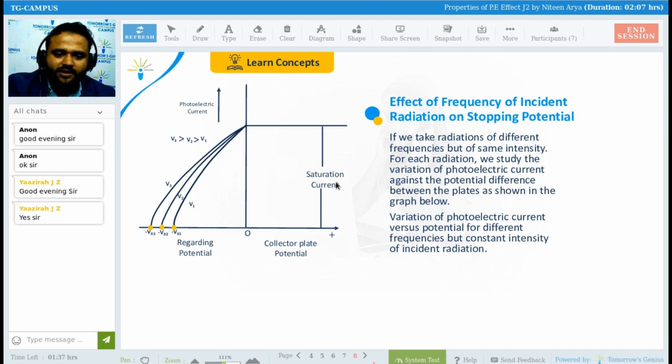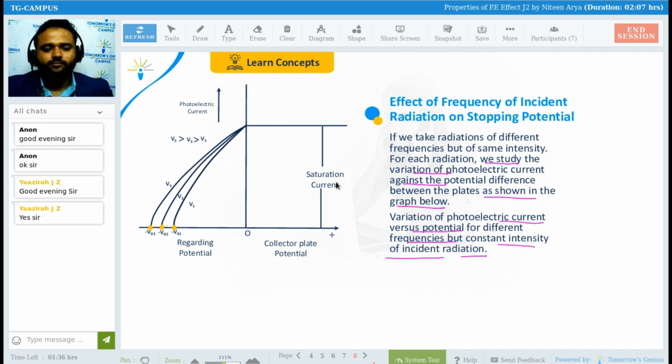Now this is the effect of frequency of incident radiation on stopping potential. Means if I change the frequency, how is the photoelectric current going to behave? So if we take radiations of different frequencies but the same intensity, for each radiation we study the variation of photoelectric current against the potential difference between the plates, as shown in the graph below. I mean on this side, variation of photoelectric current versus potential for different frequencies but constant intensity of incident radiation.